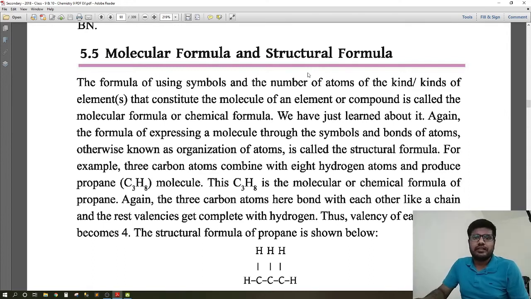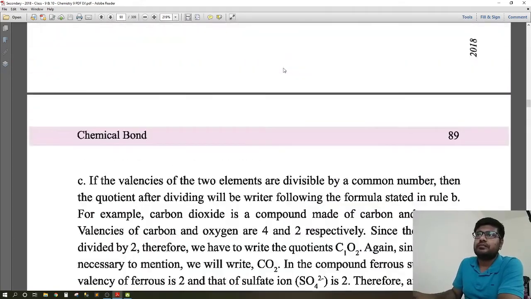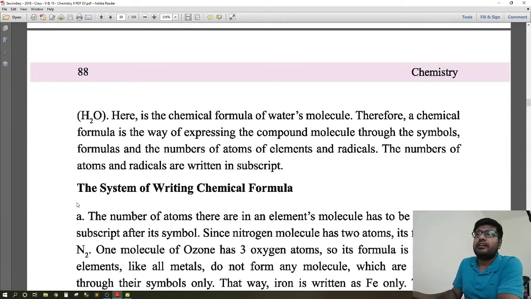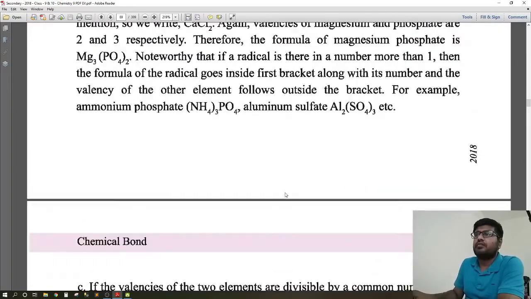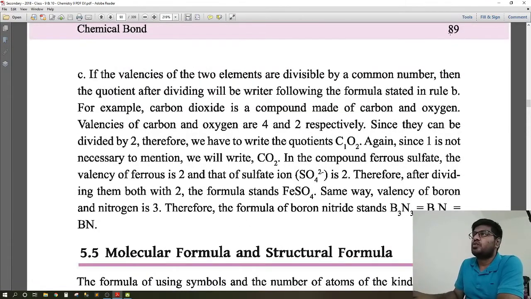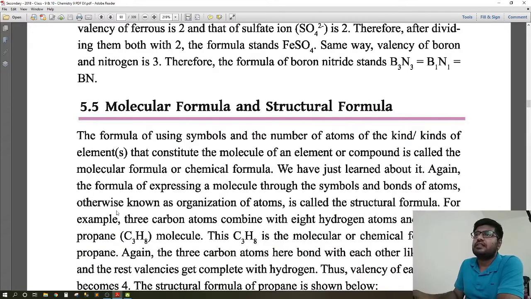This is class number 13 and I was in chapter number 5. In every class I told you, before starting my class, take your chemistry book in front of you and compare with my lecture. In my last class, I was on page number 88 and I told about the system of writing chemical formulas. And now I am on page number 89. So open page number 89, section 5.5.